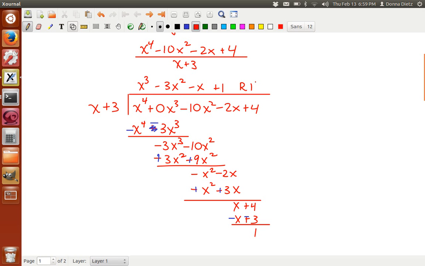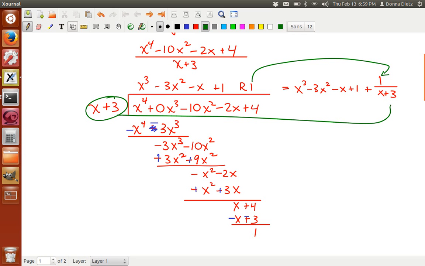Okay, and so this is the same as writing x cubed minus 3x squared minus x plus 1, plus 1 over x plus 3. So the way you handle the remainder is this remainder becomes the numerator of the fraction, and this guy becomes the denominator of that fraction. Okay, that's where they come from.